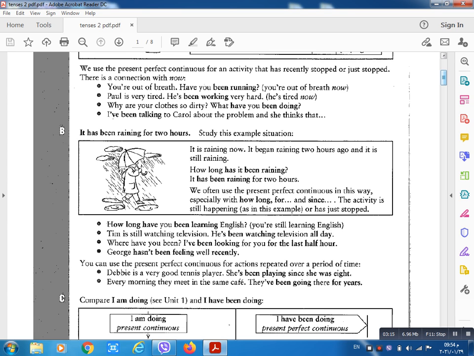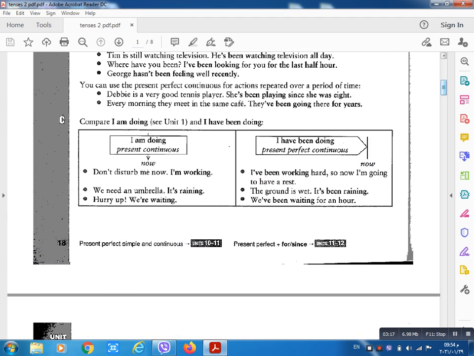Look, what about C? In this unit the author compares the present continuous and the present perfect continuous. I am doing and I have been doing. With I am doing, the present continuous, we are concentrating on now, that I am in the middle of the action. See, for example, don't disturb me now. I am working now, at the time of speaking.